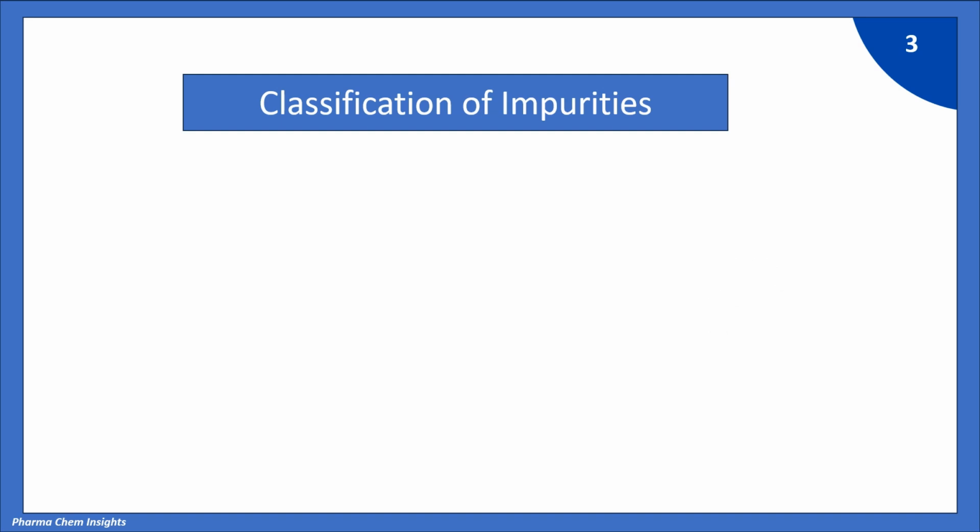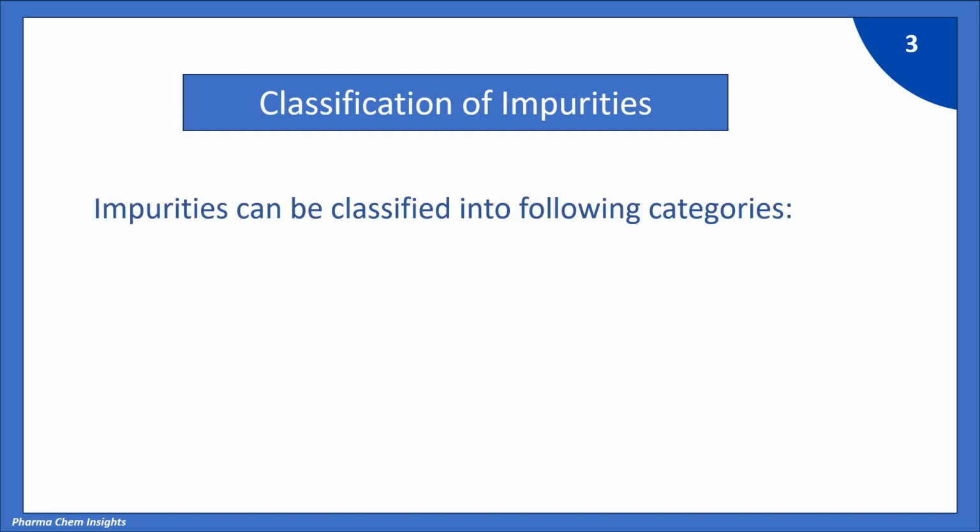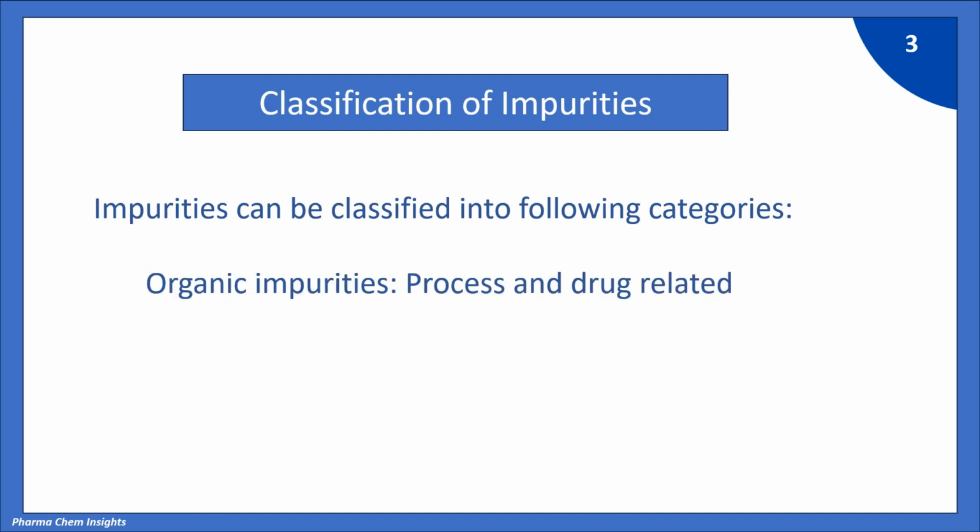Let us see classification of impurities. Impurities can be classified into the following categories. First is organic impurities, that is subdivided into process and drug related. Process impurities arise from the manufacturing process, while drug related impurities develop during storage. Second is inorganic impurities. Third is residual solvent.